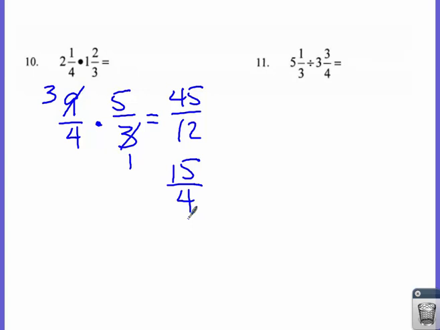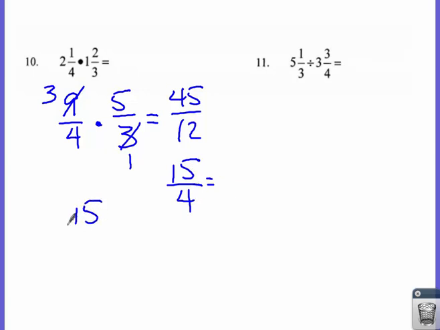Both of those are equivalent fractions of each other. So it's just I divided the problem by 3 here. This one I would need to divide each of those numbers by 3, and I'd get the same thing. So now we have to simplify. Okay, this does simplify into a mixed number. So this says 15 divided by 4.